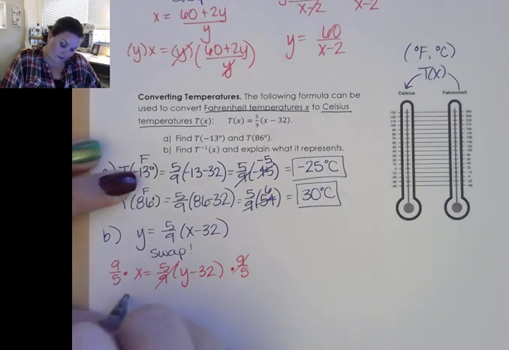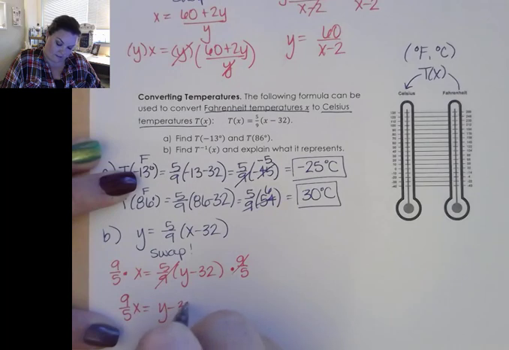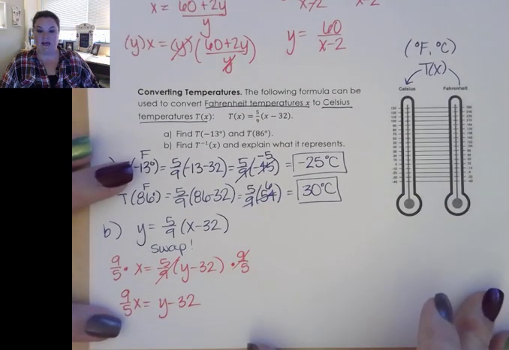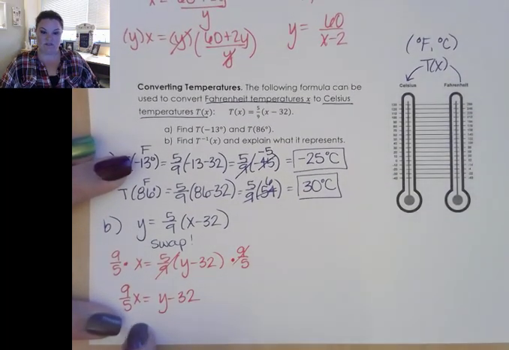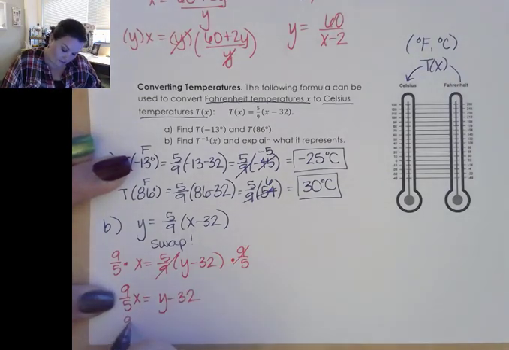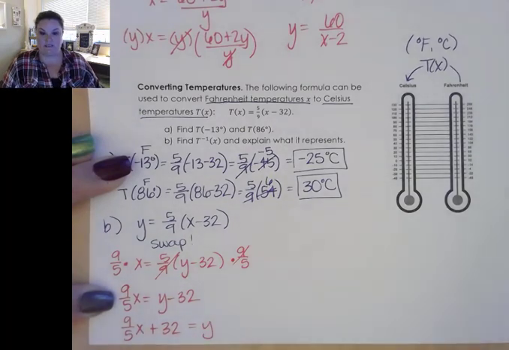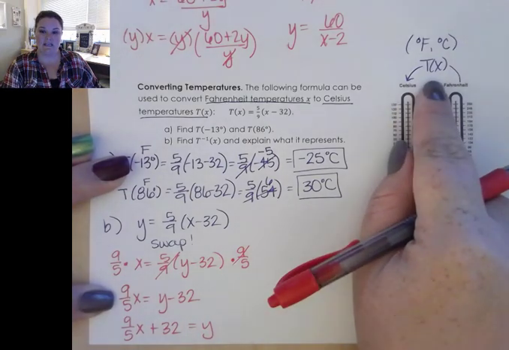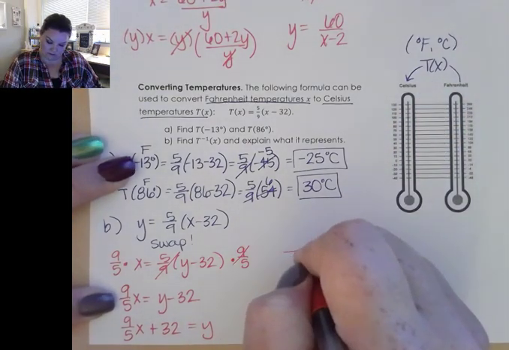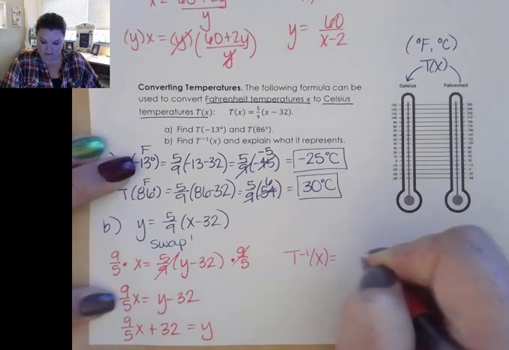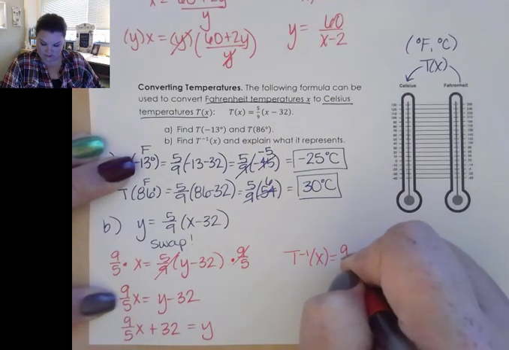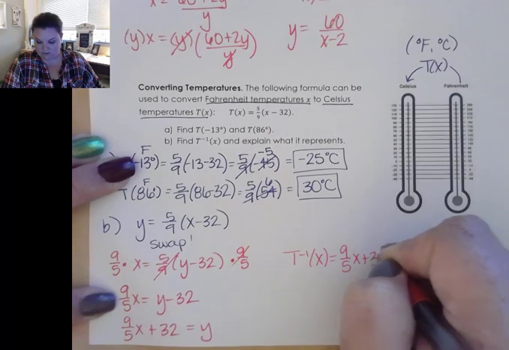So I end up with 9/5 x is equal to y minus 32. And then the last thing I need to do is move that 32 to the other side by adding. So I have 9/5 x plus 32 is equal to y. And now this is my inverse function. Since my original function was called T of x, we're going to call this one T inverse of x. And we know that it equals 9/5 x plus 32.